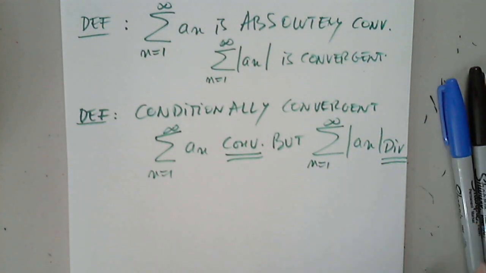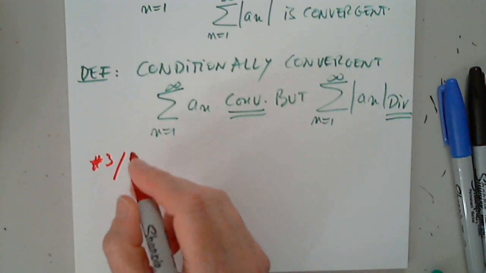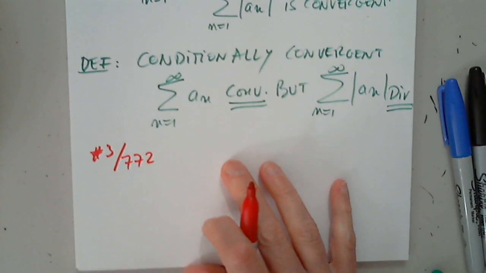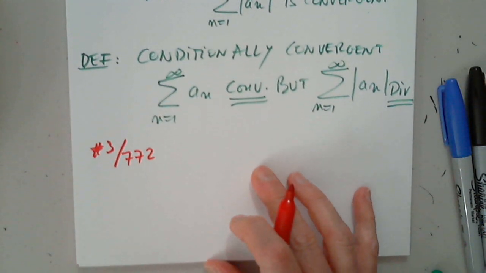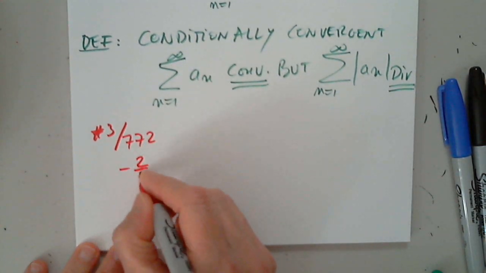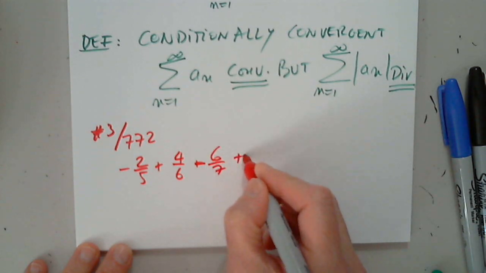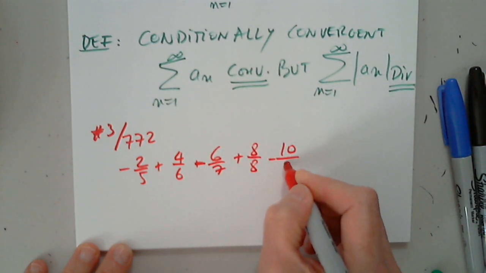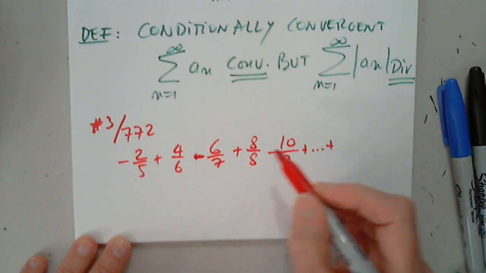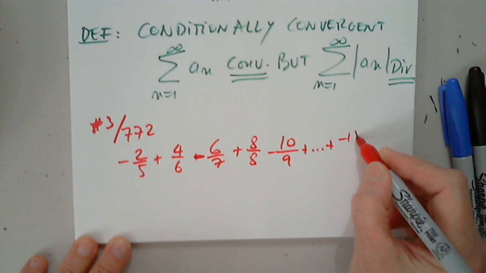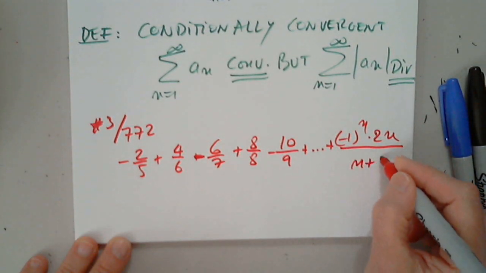Okay, so we have a few examples to look at here. Let's start with number 3, and I think that's page 772. It says, test the series for convergence or divergence. So we have negative 2/5 plus 4/6 minus 6/7 plus 8/8 minus 10/9 plus dot dot dot. Let's see how we would be able to write the generic term: (-1)^n times n over n plus 4.